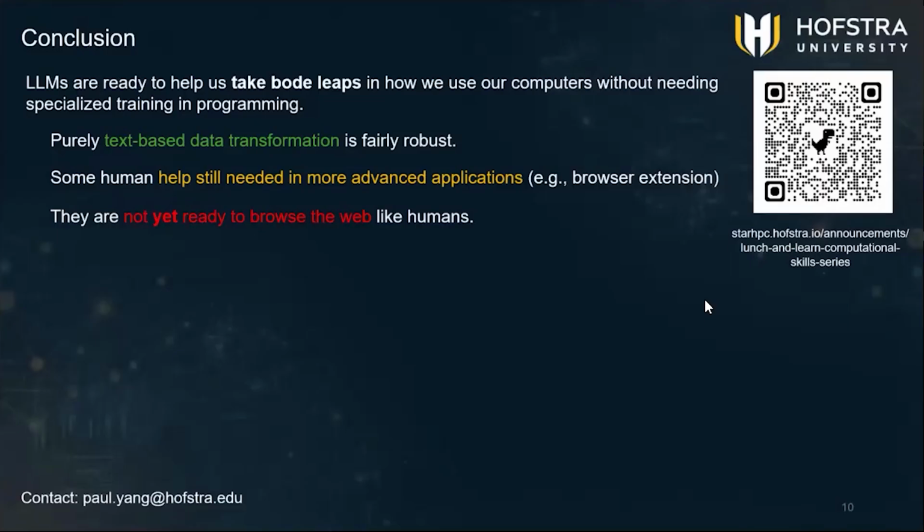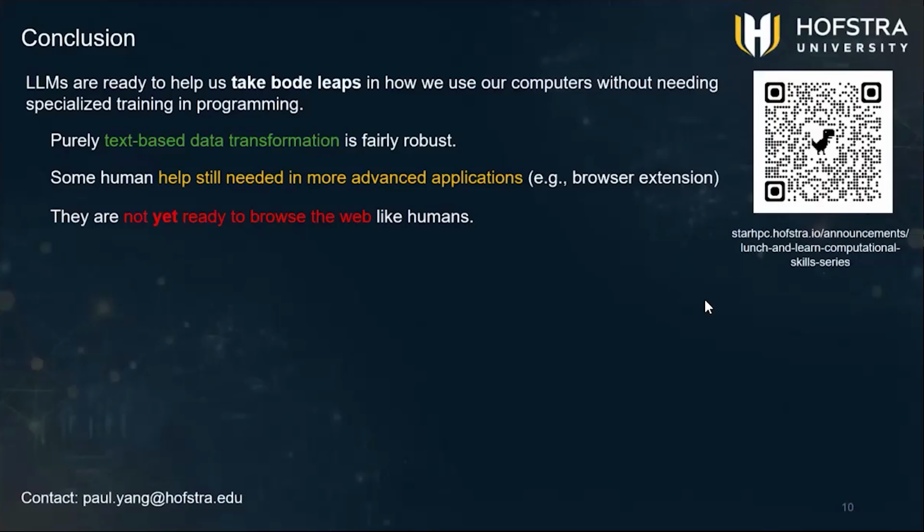All right, that's essentially everything I wanted to say. I want to conclude by saying that I think large language models are really quite ready to help us take a big leap in the way we use our computers. We don't have to sit down and write every single line of code. It's really good at text-based data transformation, like the first example I showed where you take the banner text and turn it into a calendar view. If you want to do more advanced applications like the Chrome browser extension, you should get ready to do some back and forth, some debugging with the AI. But I think it's pretty good with coding those types of things already.